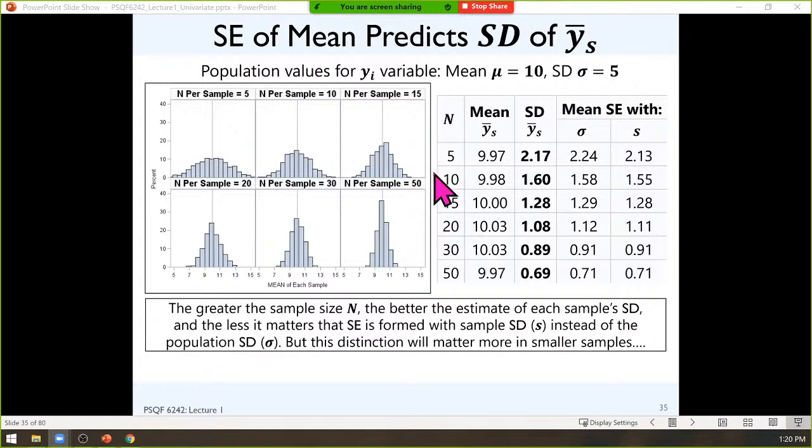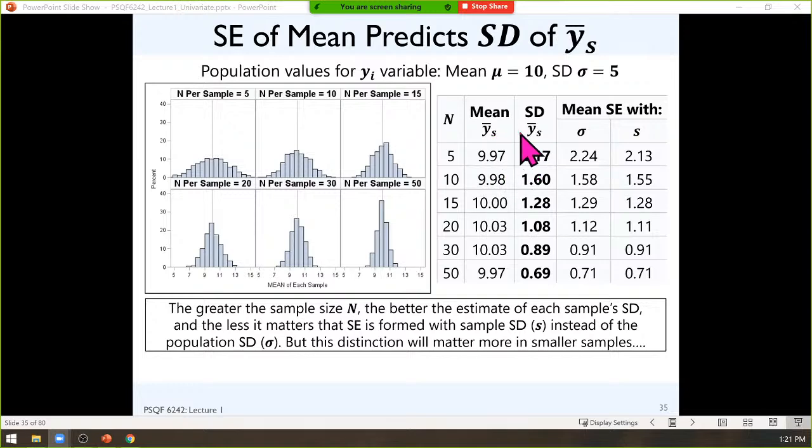So here's the same picture that we had a few slides ago. This is taken from the population of 100,000 fake people, where the true mean is 10, the true standard deviation is 5. And I went in and grabbed samples of 5 people got the mean, 10 people got the mean, 15 people got the mean, and so forth. So there's 6 conditions with respect to how many people per sample that I grabbed, and I grabbed 1,000 replications of each.